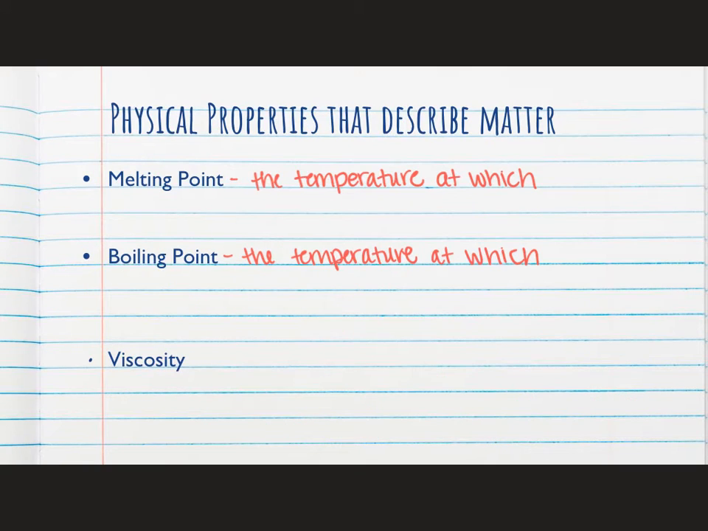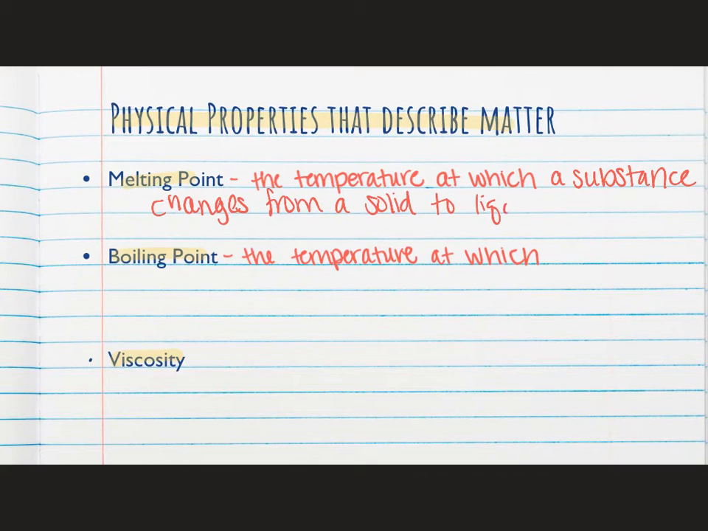Okay, so some more physical properties that can describe matter are melting point, boiling point, and viscosity. So the melting point is the temperature at which a substance changes from a solid to a liquid. So different substances have different melting points. Chocolate is going to melt at a different temperature than water or ice. And maybe like a piece of plastic would melt at a totally different temperature than even those things.